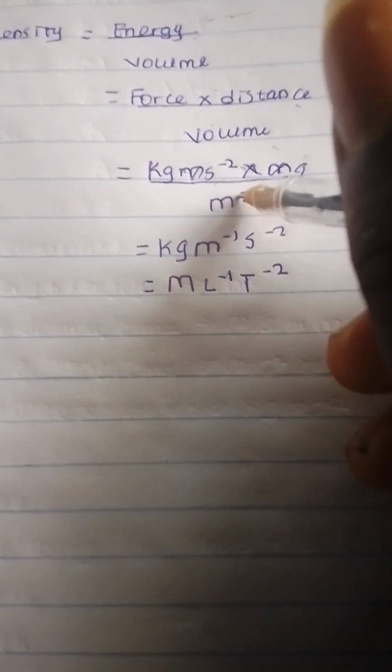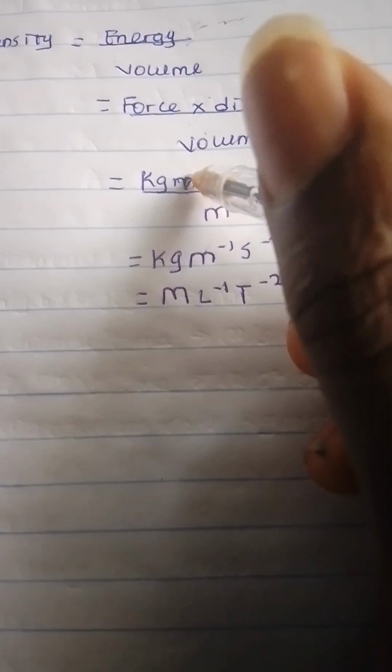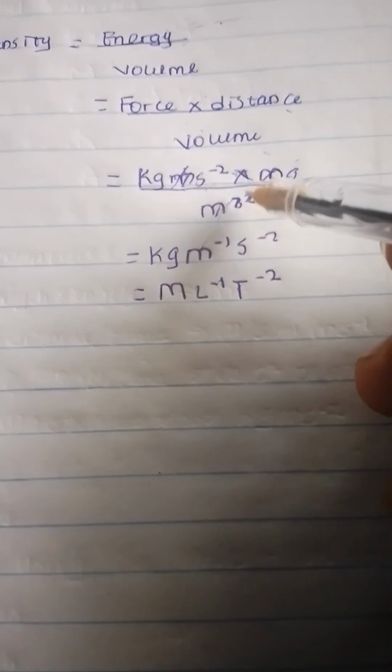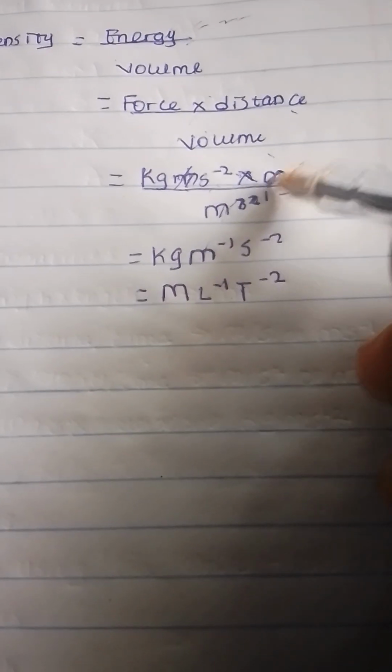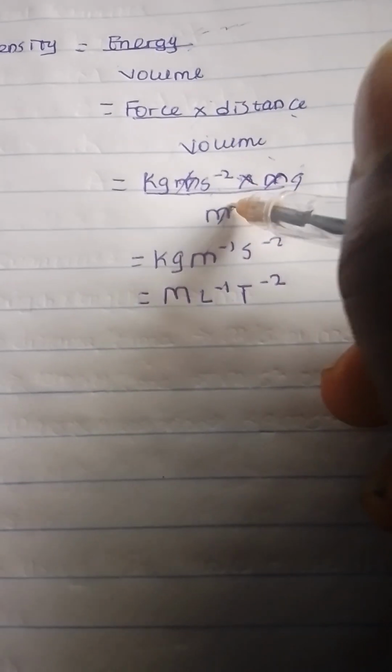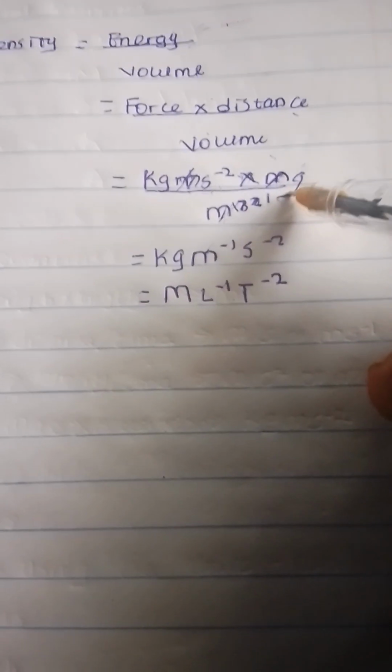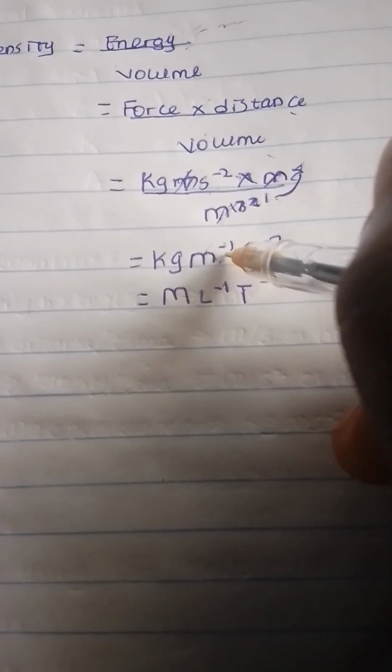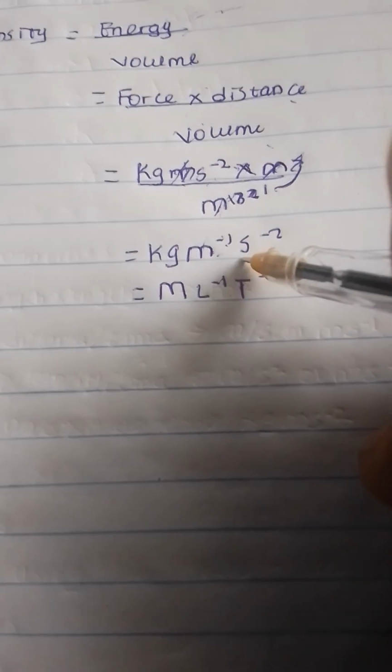Volume means raised to power 3, area means raised to power 2, volume means raised to power 3. So this meter cube, when one m cancels m here, it will change to m raised to power 2. When another m cancels this m, it will change to m raised to power 1. Remember, when this m raised to power 1 that is down comes up, it will change to what? M raised to power minus 1. So you now have kg m raised to power minus 1, s raised to power what? Minus 2. Just bring it down here.